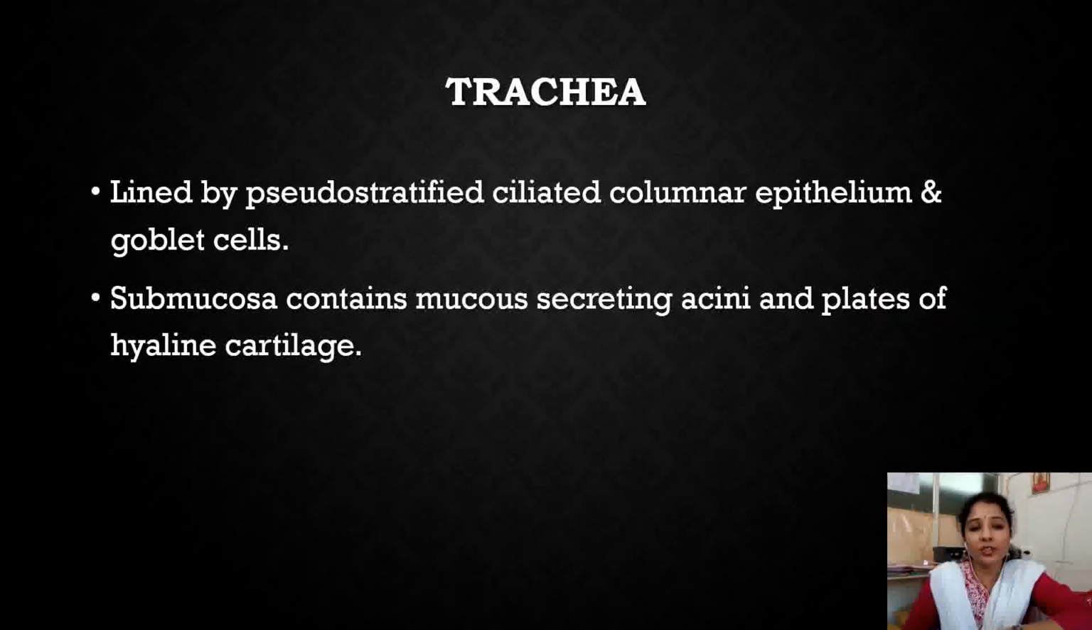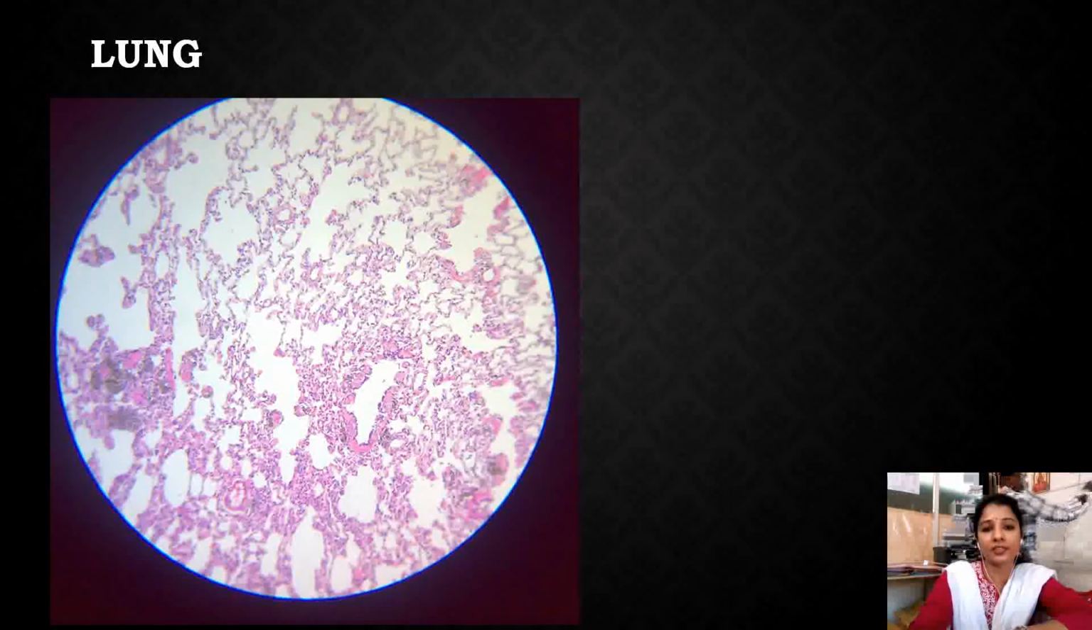Identification points for the trachea: it is lined by pseudo-stratified ciliated columnar epithelium. Goblet cells are present which are interspersed between the epithelial cells. And the submucosa contains mucus secreting acini, serous secreting acini and plates of hyaline cartilage.